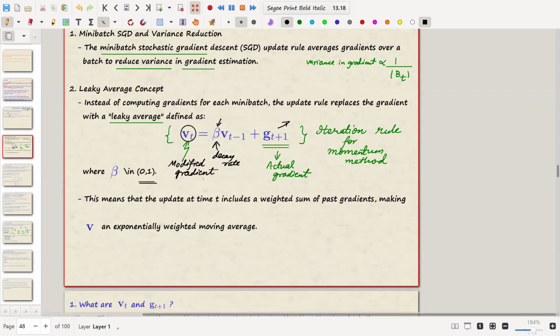So this means that the update at time t includes a weighted sum of the past gradients. How many of you are able to visualize this line? Weighted sum of past gradients. Can anyone see that? See it coming?